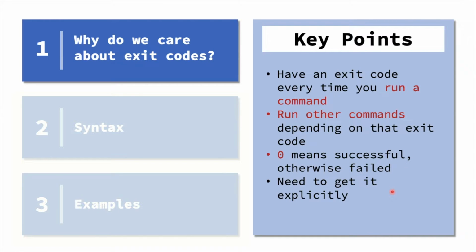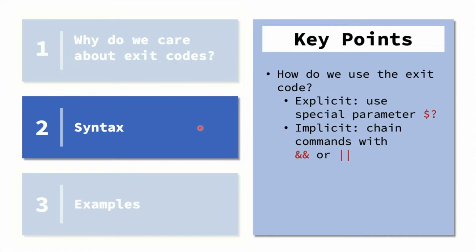However, Bash will not show it to you on the screen. That would be annoying most of the time. Instead, Bash saves it into a particular parameter for us to access when we want to. We'll see it soon. Next, let's see how we use the exit code. There are two ways here, explicit and implicit. The explicit way is to check this special parameter, $? (dollar sign and a question mark), after calling a command. Another way, the implicit one, is by chaining commands with double AND or double OR operators.